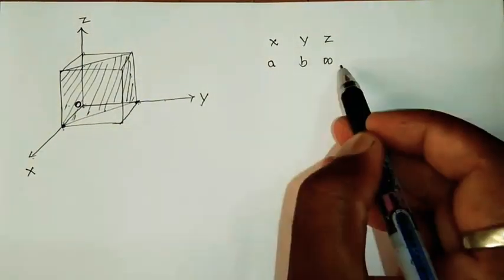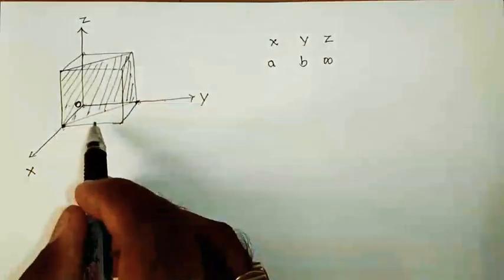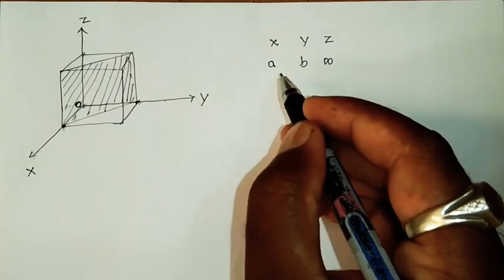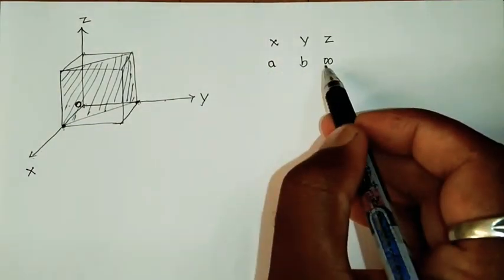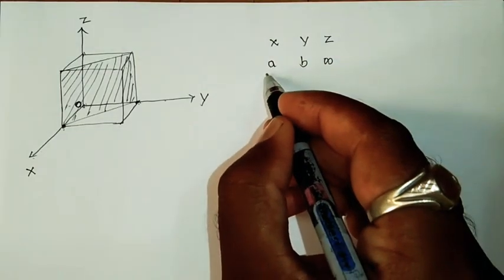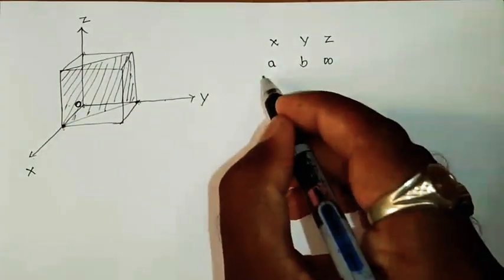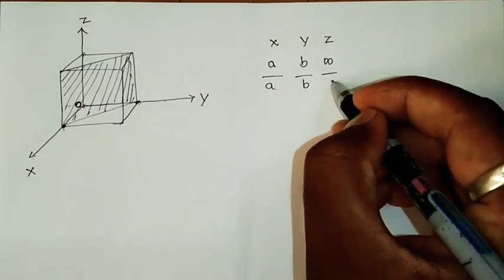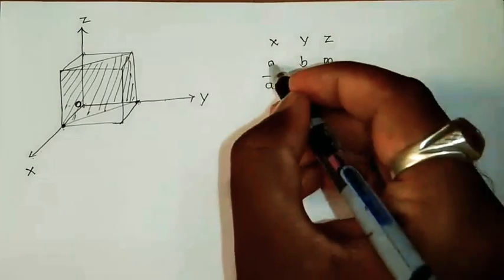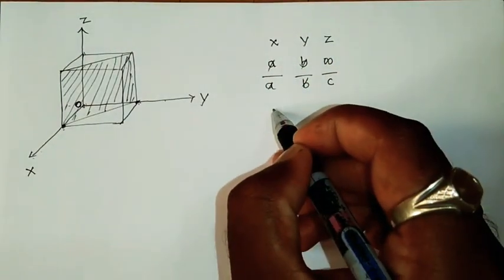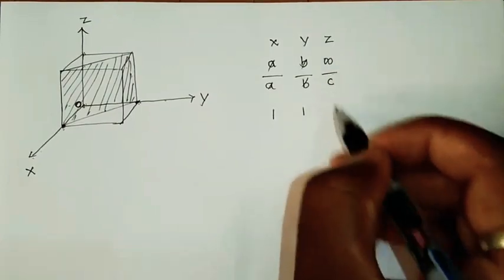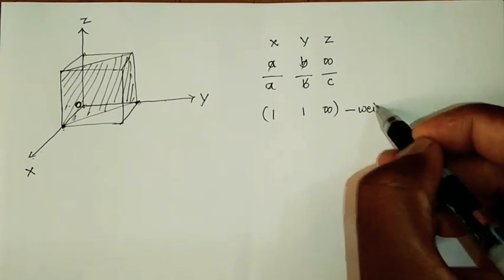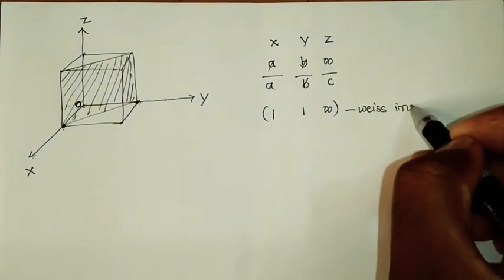So these are the intercepts of this particular plane from the origin. Now, in order to get the Weiss indices, we need to divide these intercepts by the unit length. Unit length along the x-axis is A, along the y-axis is B, and along the z-axis is C. So they cancel, and we get 1, 1, and by omitting C we take infinity. So these are the Weiss indices of this particular plane.